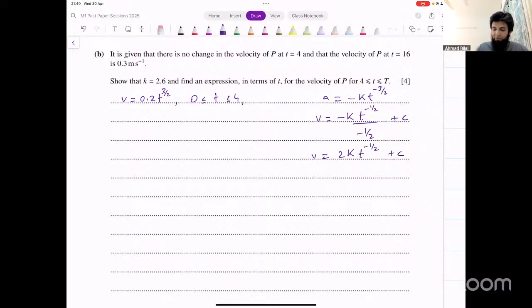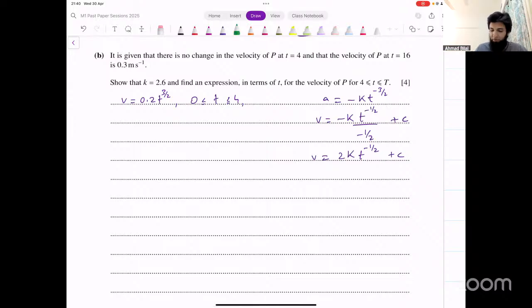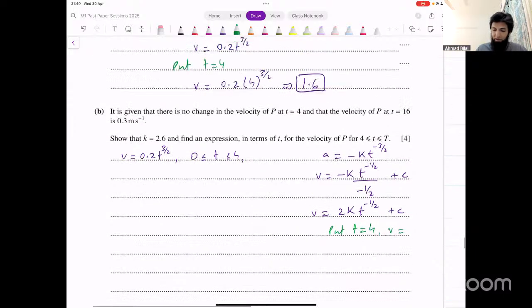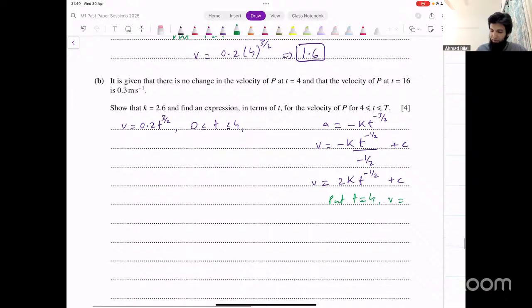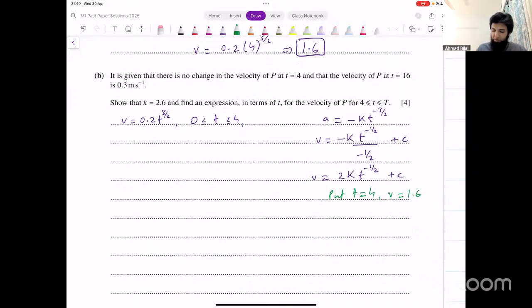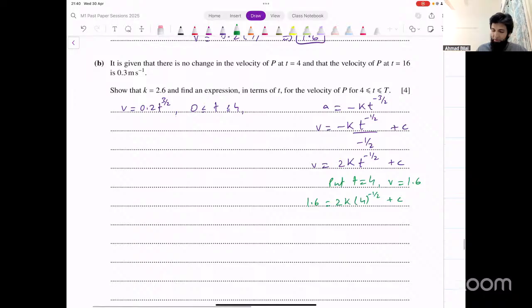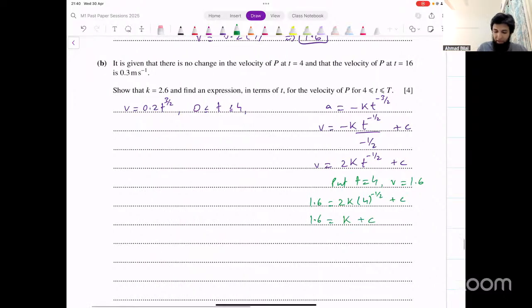How do you find the value of c and k now? You've got this point saying when time is equal to 4, the velocity is the same that we found in the first part. Let's input t equals 4 and the value for v as 1.6. That's one point that we know. Let's input that here. 1.6 equals 2k into 4 raised to power minus 1 over 2 plus c. Let's simplify this to get 1.6 equals 2 over 2, that will become k plus c. That's one equation.